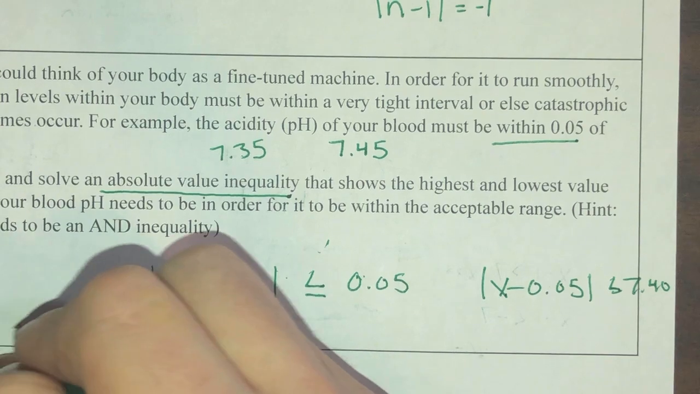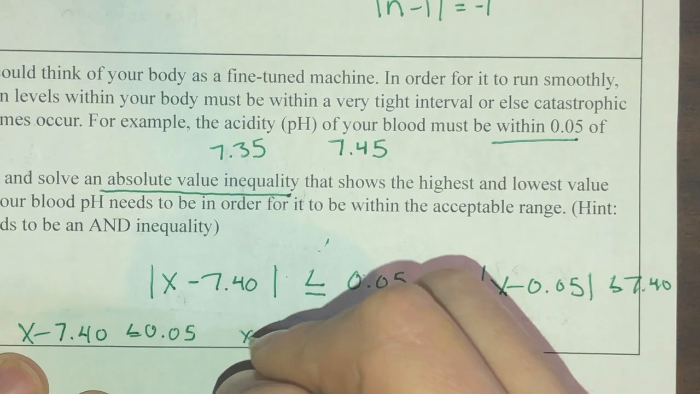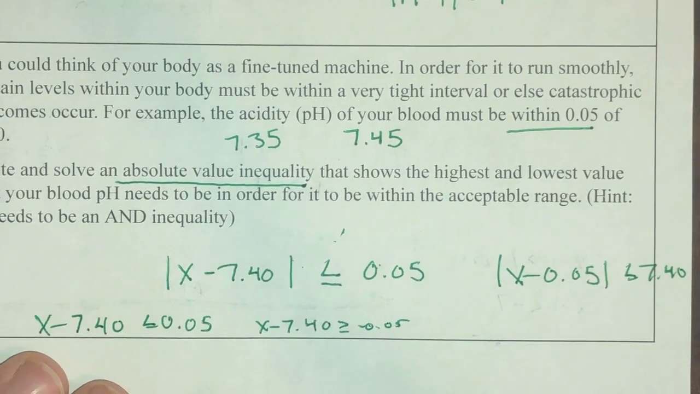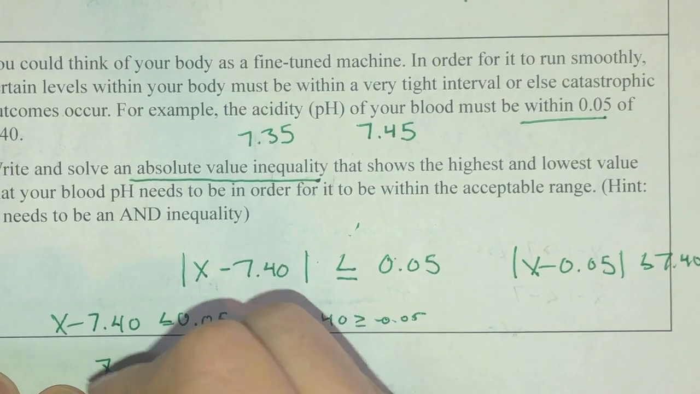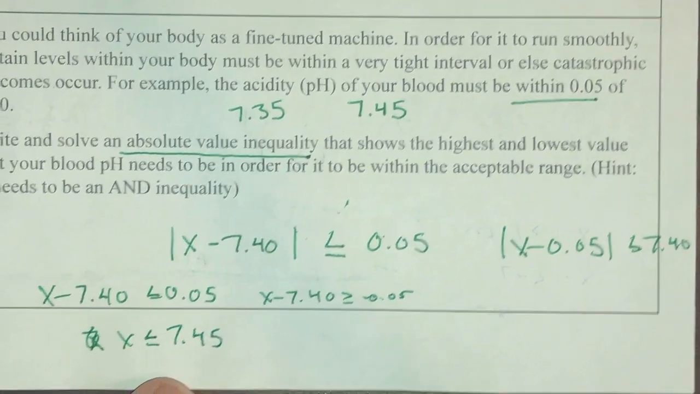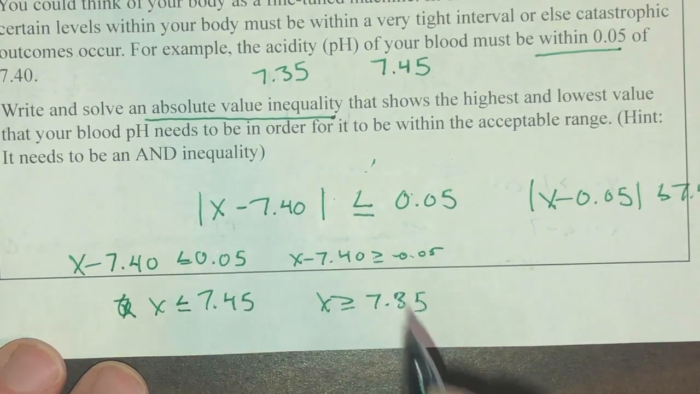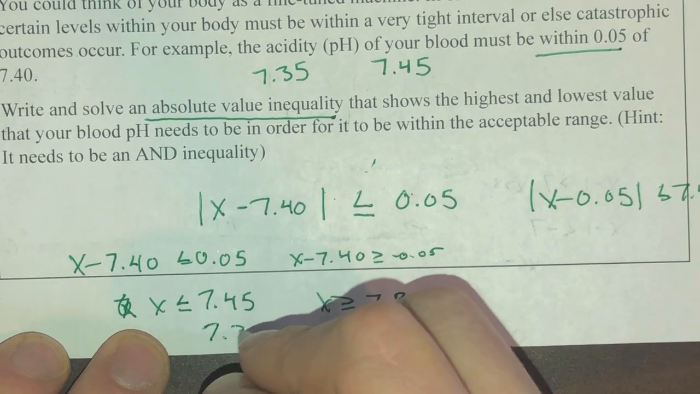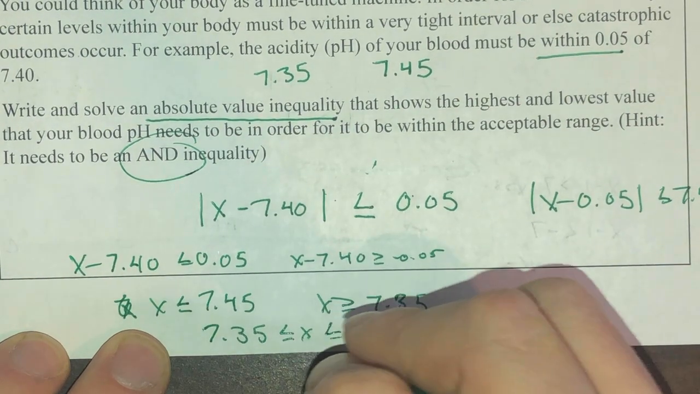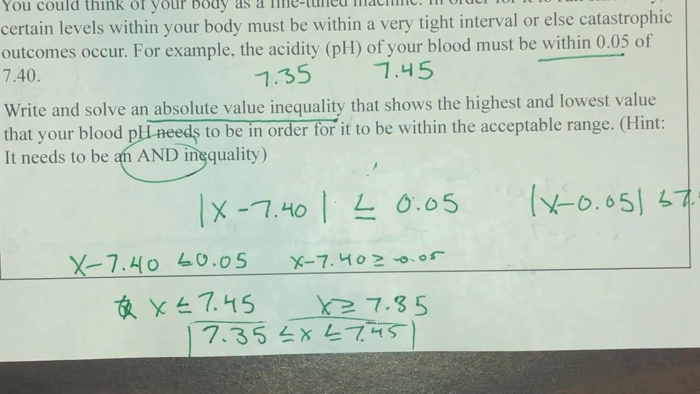Let's try to solve it. Okay, so first you do the split up. Then you add 7.4 on both sides. So x is less than or equal to 7.45. X is greater than or equal to 7.35. That's what you get when you add. So they come together. You get 7.35 is less than or equal to x. Notice it's an and, which is less than or equal to 7.45. That's what we know. Let's look at the other one.